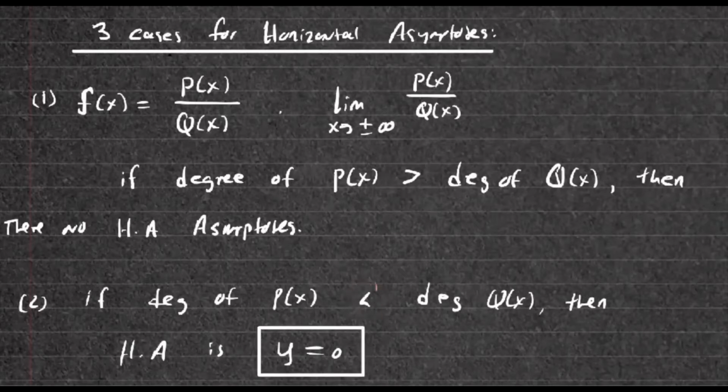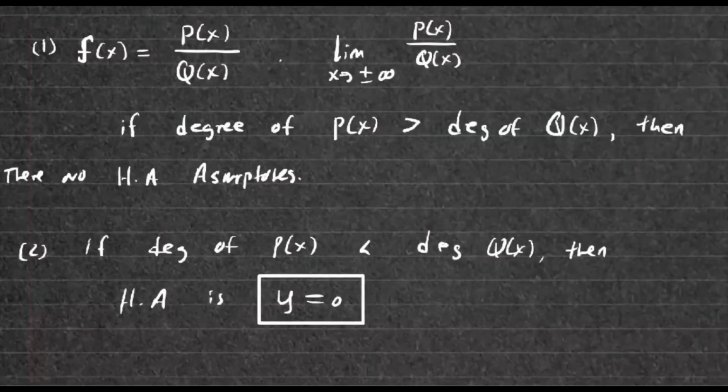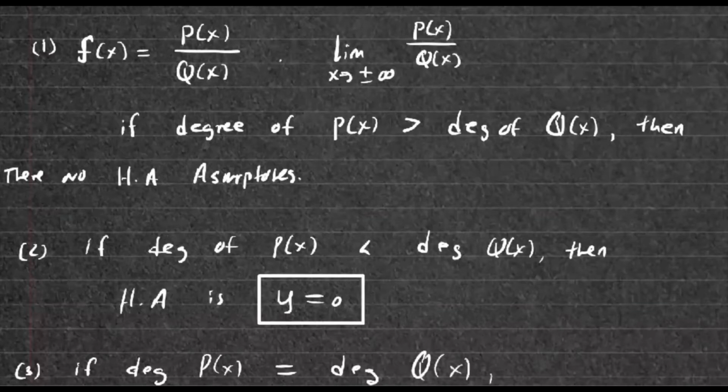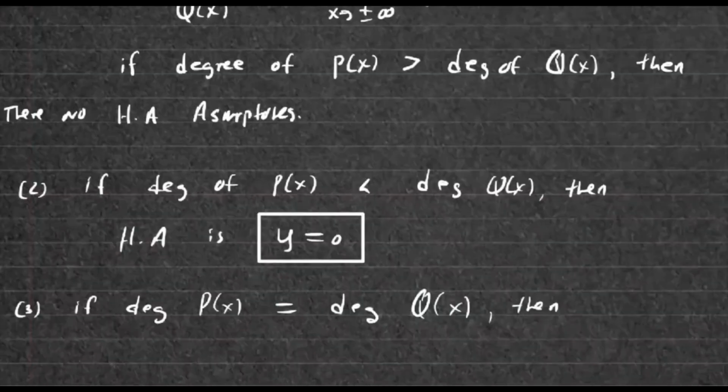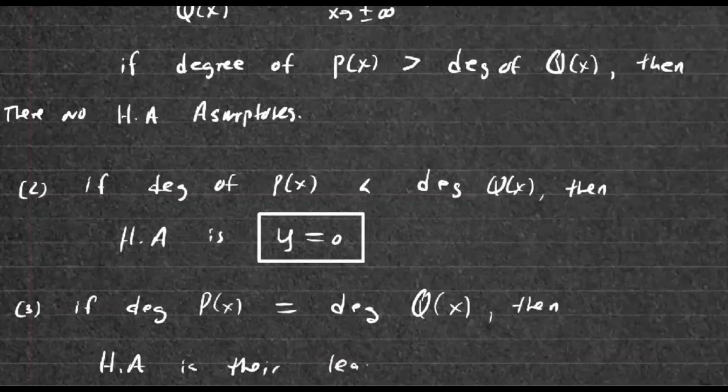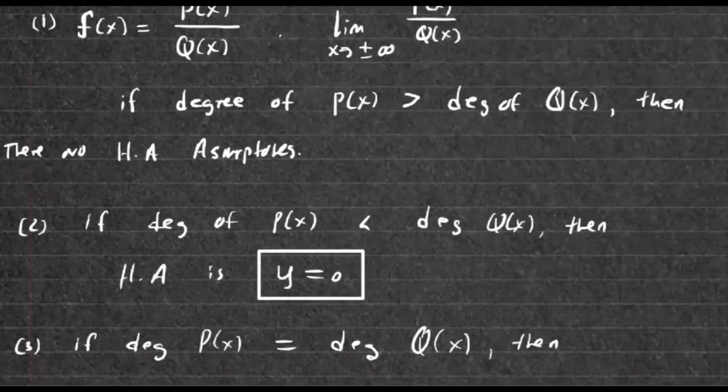And the last case we're going to write down is what if the degrees are equal. The last case we can summarize as: if the degree of the top, which is p of x, is exactly equal to the degree of the bottom, which is q, then the horizontal asymptote is the ratio of their leading coefficients. So these are the three different scenarios we can run into when computing horizontal asymptotes.